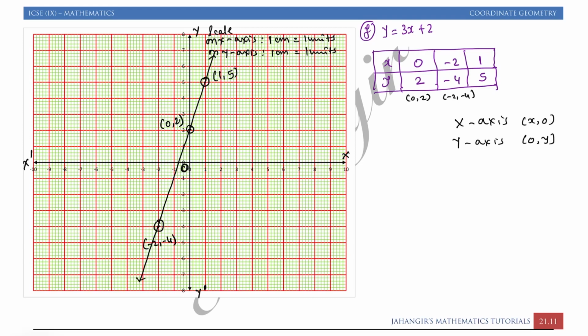Mark arrows on the endpoint. Write its equation anywhere, which is y is equal to 3x plus 2.